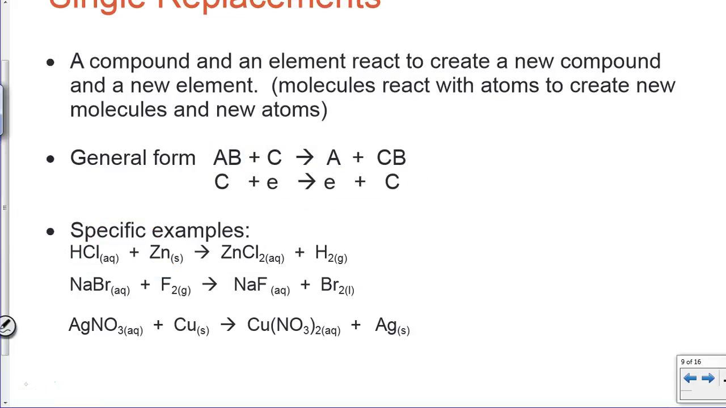All right, now we're going to take a look at the second one real quick. Again, we end up seeing a compound and an element. Now what we're going to see is a single replacement. F is going to go into here and exchange places with one of these guys.